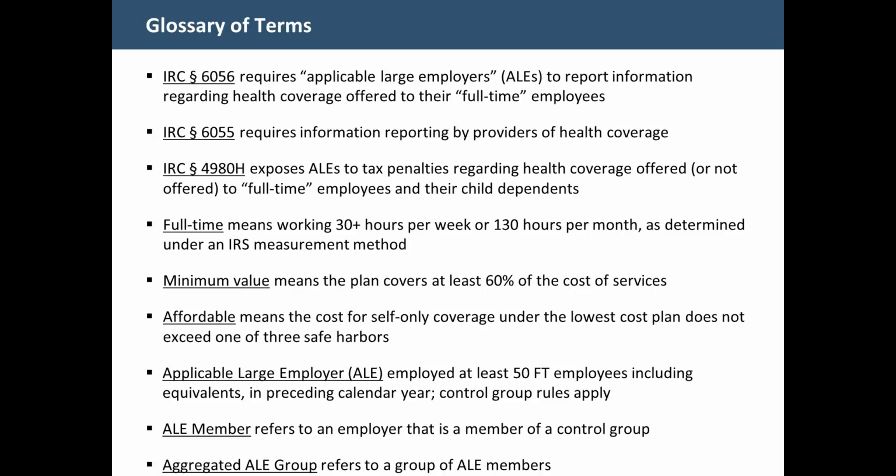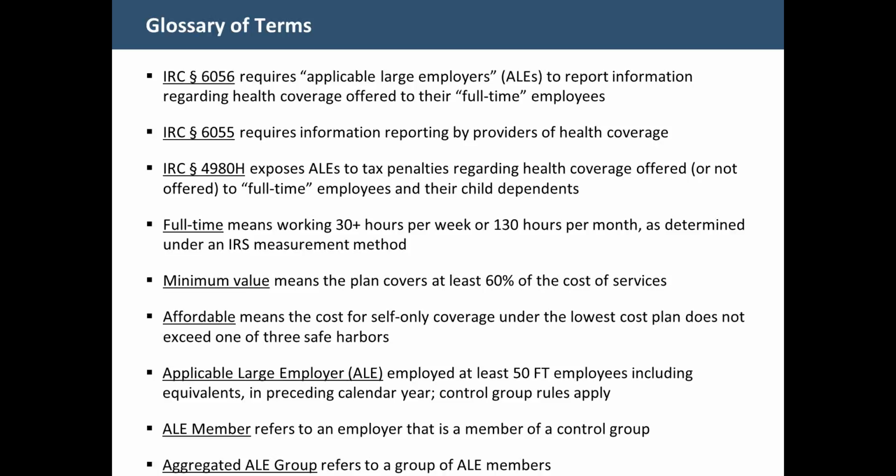Full-time, for purposes of reporting and shared responsibility, means working 30+ hours per week or 130 hours per month as determined under an IRS measurement method. The IRS has provided 2 methods that employers must use for determining full-time status. Minimum value means the plan covers at least 60% of the cost of services. And affordable means that the plan cost for self-only coverage under the lowest cost plan does not exceed 1 of 3 affordable safe harbors.